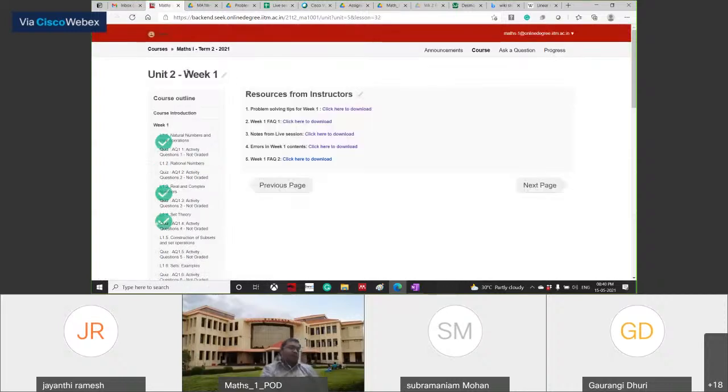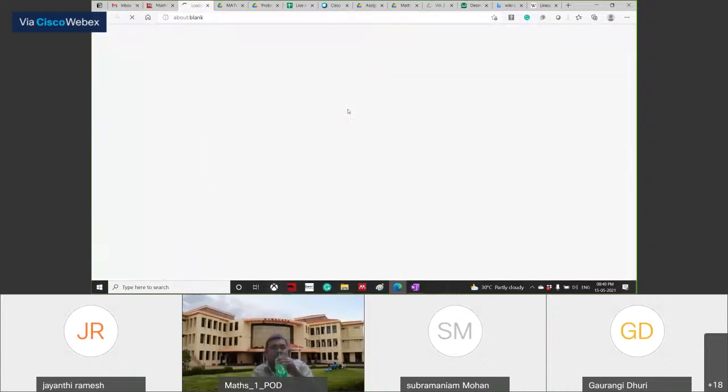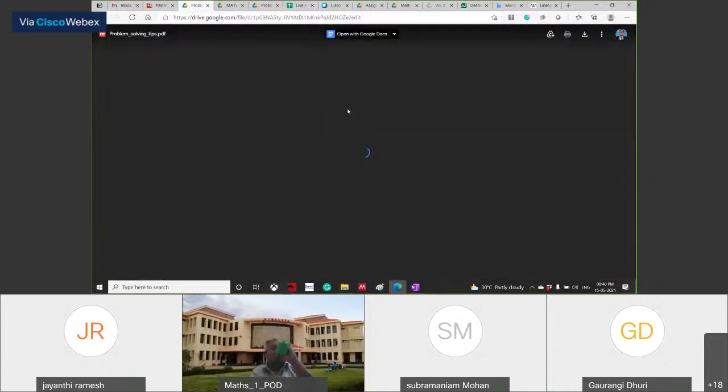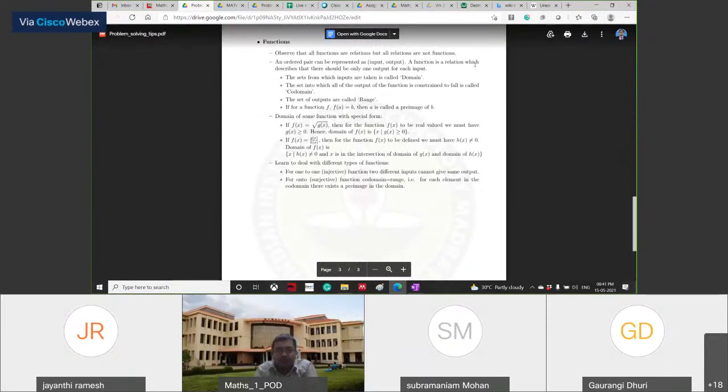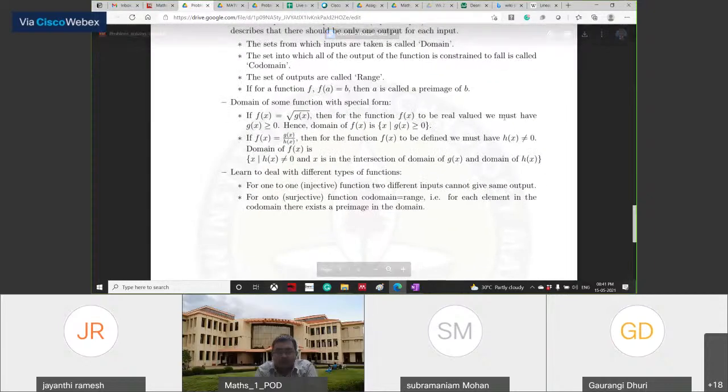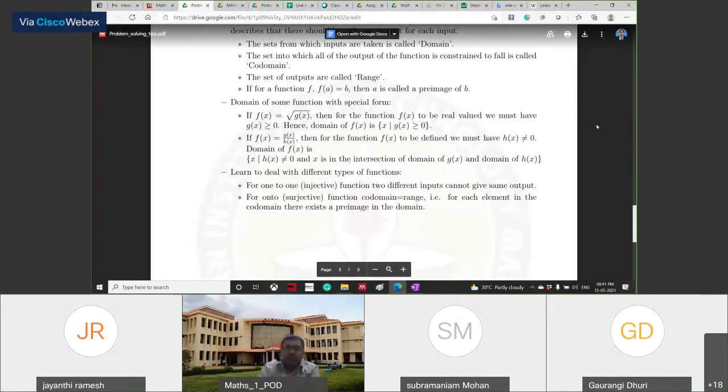So basically, those are some hints for typical problems. There are generally two kinds of questions given. One is the under root and another is the fraction. Domain of some function with special form. Can you please explain with any examples, sir? Yeah. So basically, it is just a shortcut.